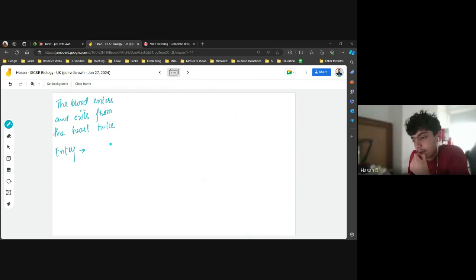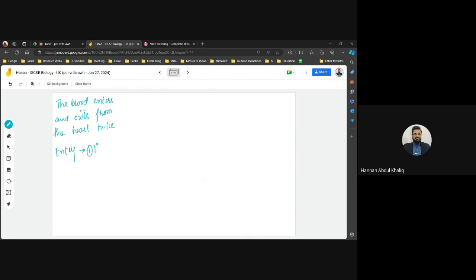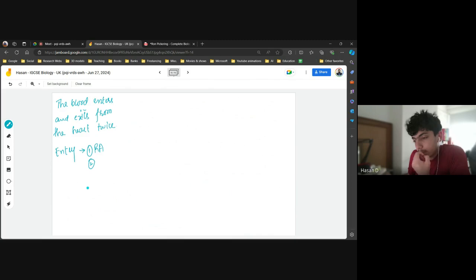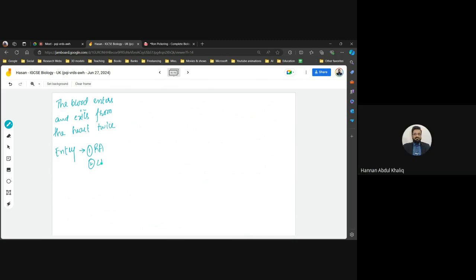So blood enters the right atrium. First entry is in the right atrium. Second one, the left atrium. No, sorry, I'm talking about the entry: right atrium entering and left atrium entering. I thought I was asking about exit. Okay, exit. What is the first exit?